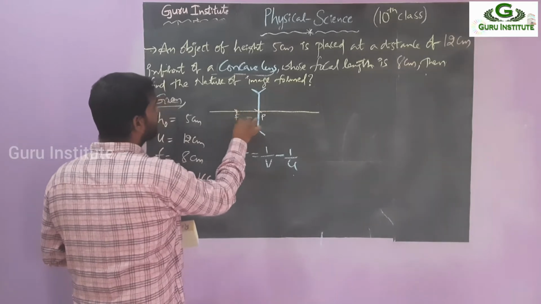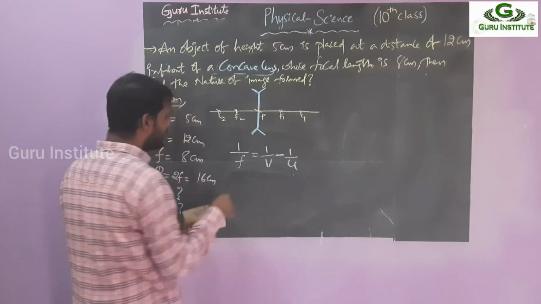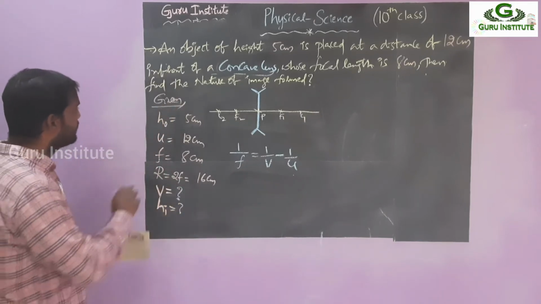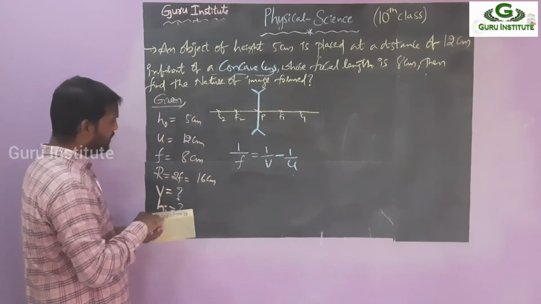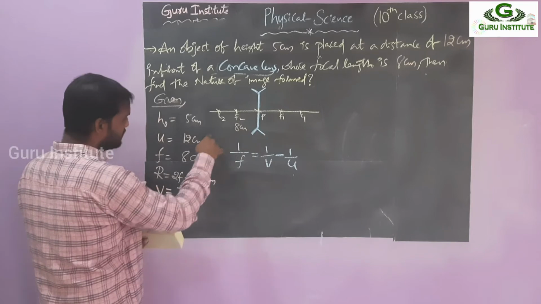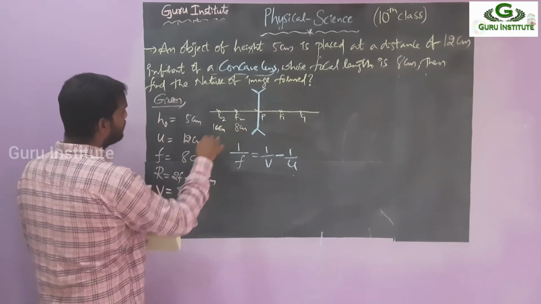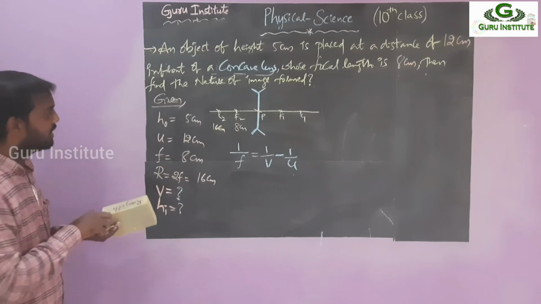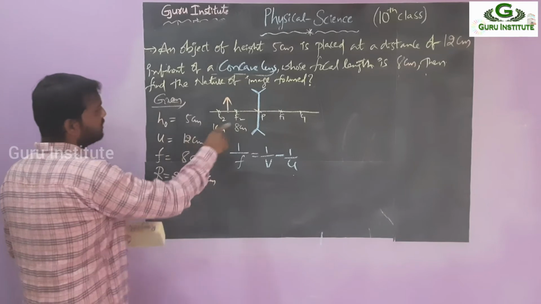We have to see this one. P, F2, C2, F1, C1, right? So next, the object is placed where? At 12 centimeter. As before, F is where? 8. Next, C is where? 16 centimeter. And the object is where? 12 centimeter. So you can take the 12 centimeter object between these.